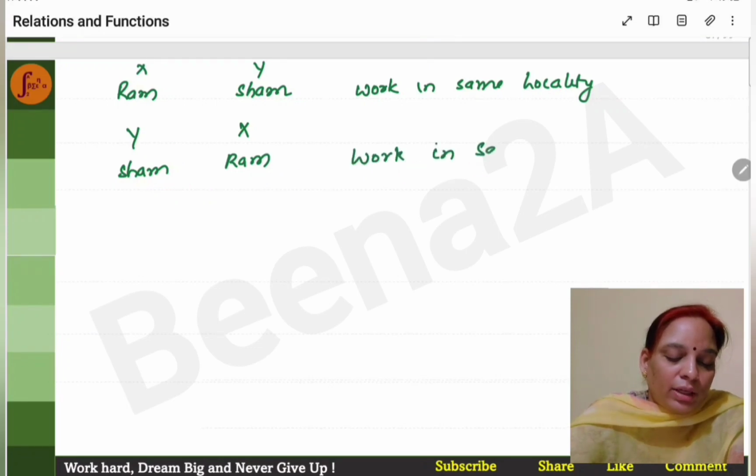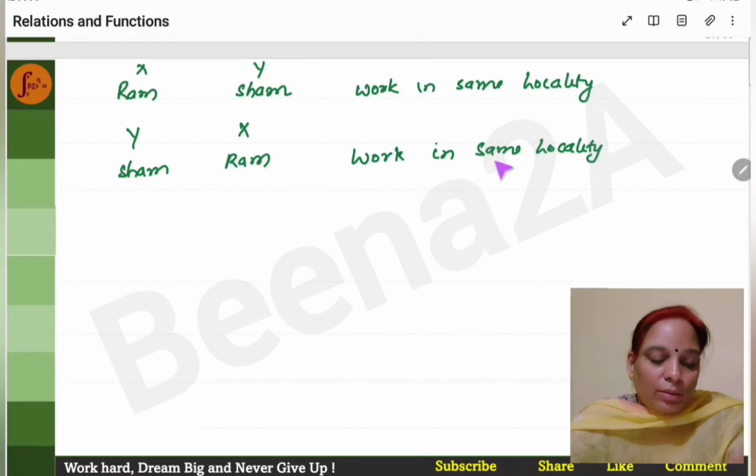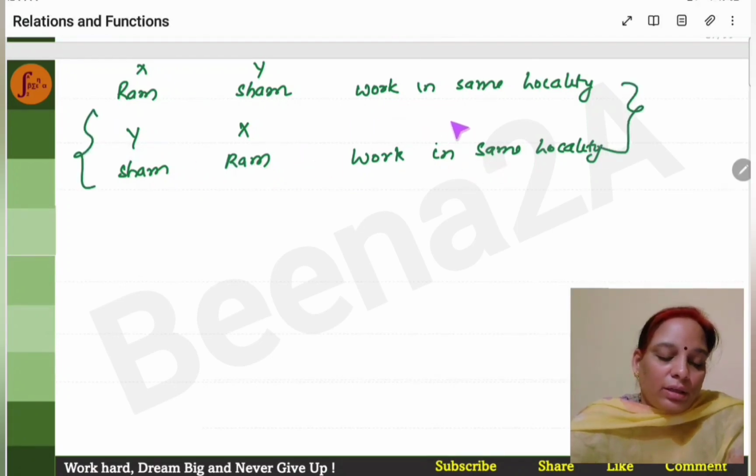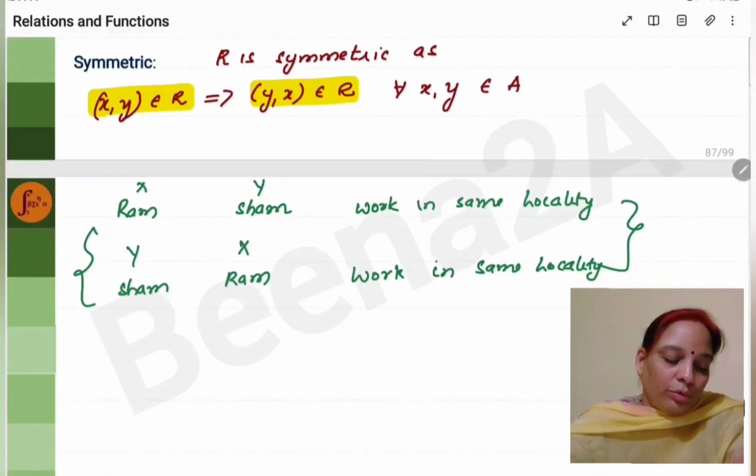Does it matter if I change the positions? So if Ram and Sham work in the same locality, we can also say that Sham and Ram work in the same locality. I can reverse the names. It doesn't make any difference, right? So this condition is true. I can say since xy belongs to R and yx belongs to R, R is symmetric. You can take this example and prove it.